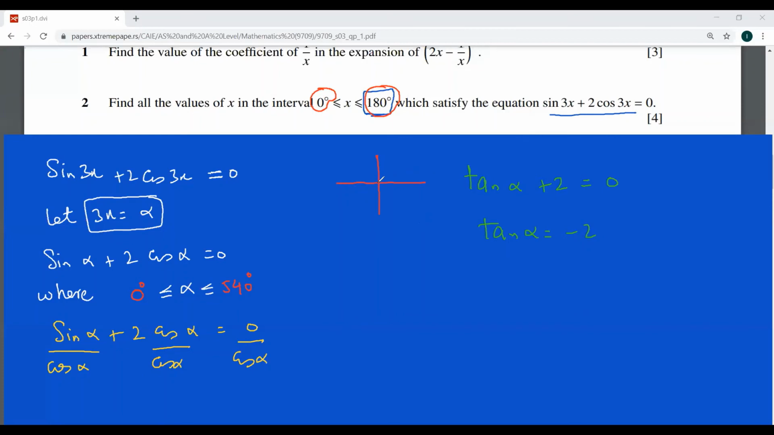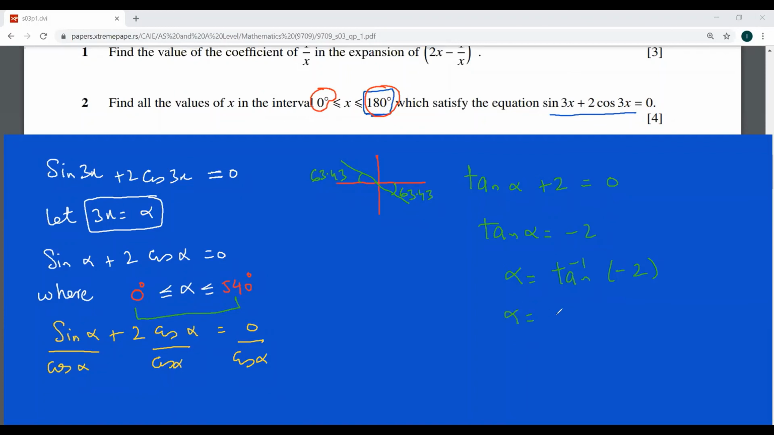So tan is negative in these two quadrants, this and this. Keeping your calculators in degrees mode, can someone tell me what is tan inverse of 2? I'll be writing it as minus 2, but I'll be finding the tan inverse of 2. Yes, what is tan inverse of 2? 63.43. This is not the final answer, so try to keep this as accurate as you can. Now remember within this limit 0 to 540.